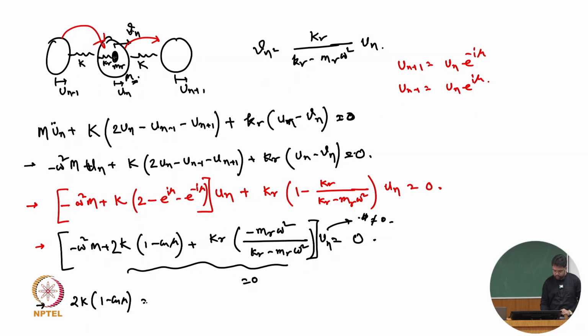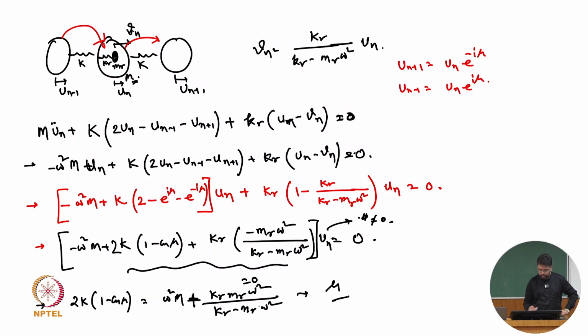2k(1 minus cos mu) should be equal to omega square m minus, or it can be plus, k_r m_r omega square divided by k_r minus m_r omega square, and we can calculate. So from here we can calculate what is the value of mu. So mu in terms of omega we can get. After that we can plot. So now once we get that, I will rewrite the expression from the book.